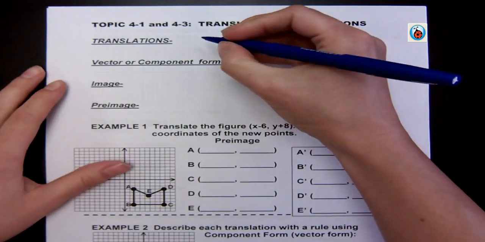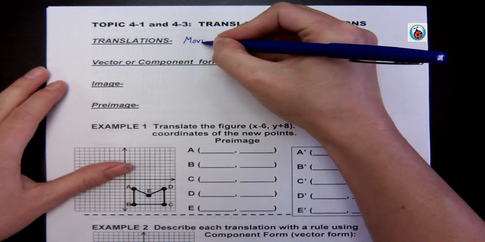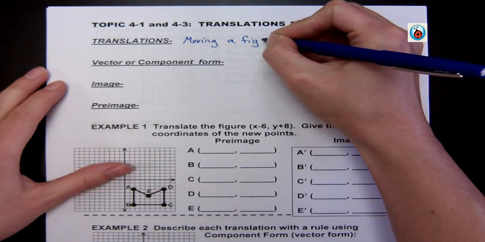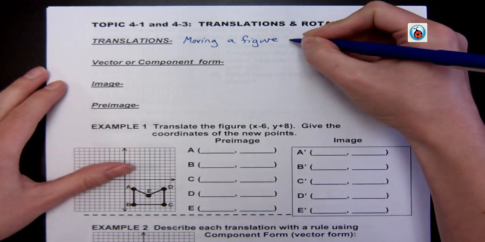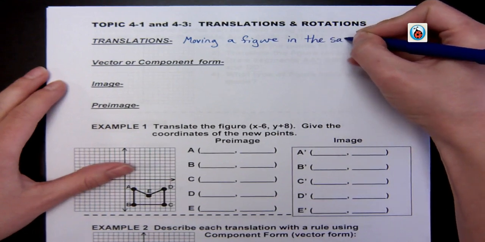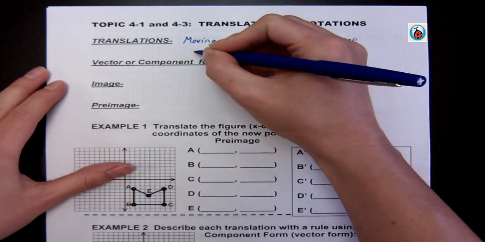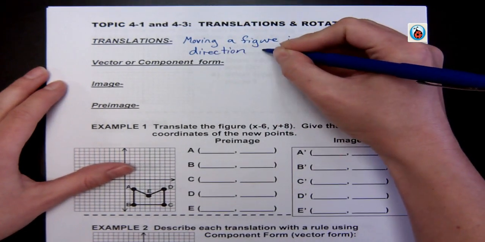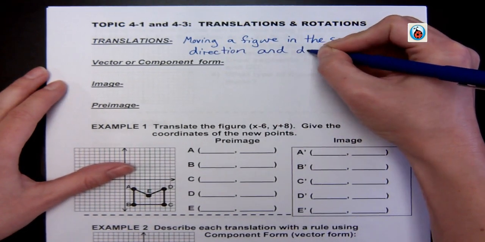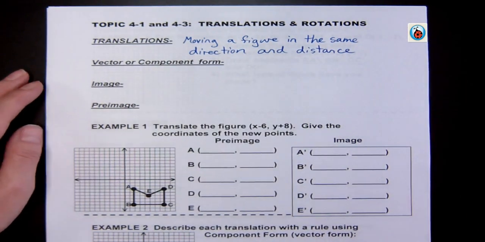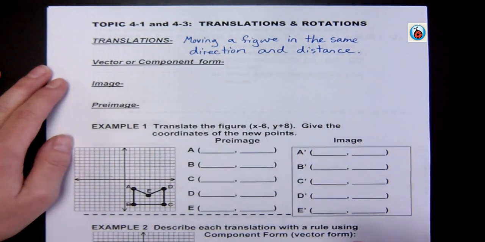Translations are just moving a figure in the same direction and the same distance. So we're just taking the figure and moving it over, and we'll have an example of that down here.